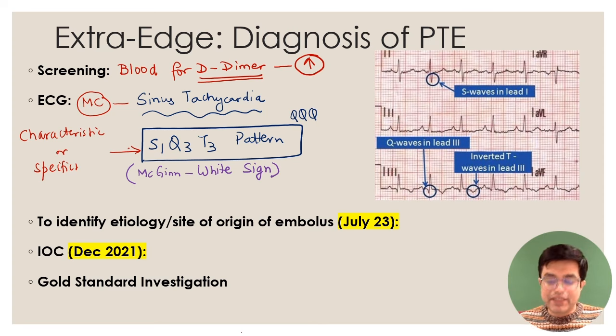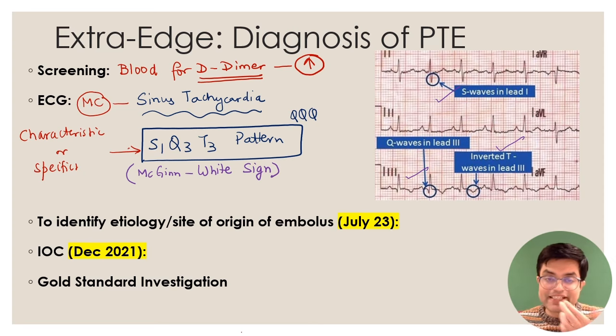मैकगिन वाइट साइन क्या है? Look at this ECG which has been shown. You will find that there are prominent S waves in lead 1. You will also find that there are prominent Q waves in lead 3, and lead 3 is also showing inversion of the T waves. So S1 Q3 T3 pattern, large S1 wave in lead 1, prominent Q wave in lead 3 and T wave inversion in lead 3 is called as the specific feature of pulmonary embolism on ECG.